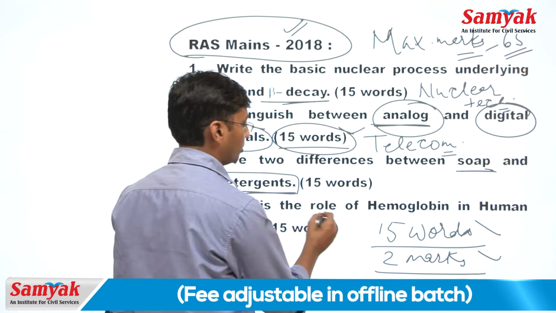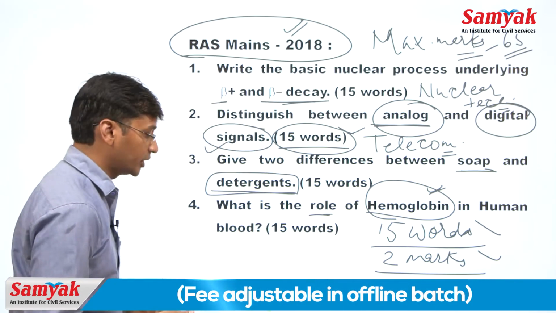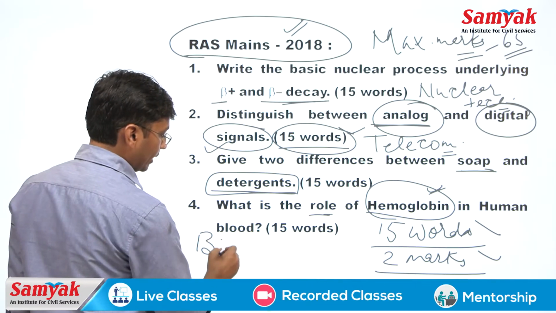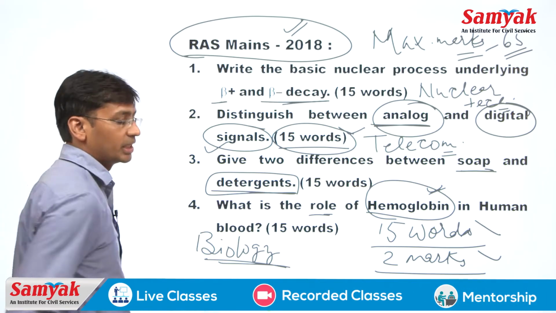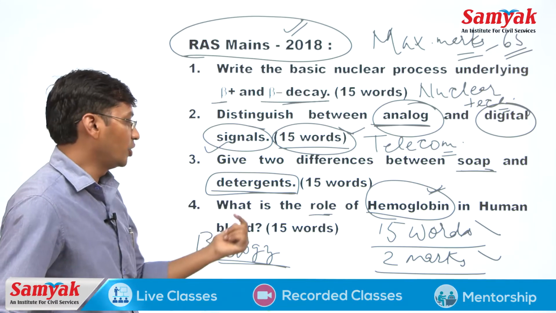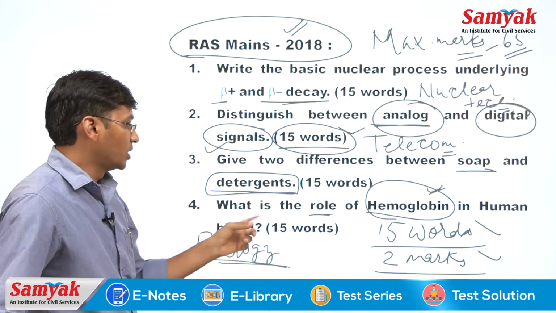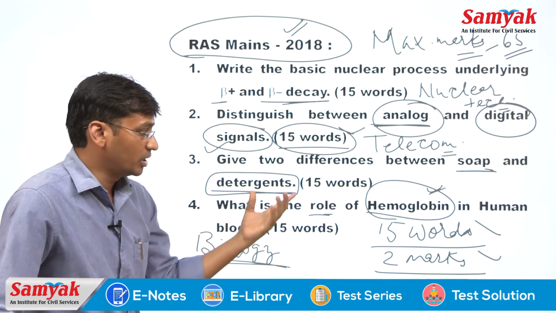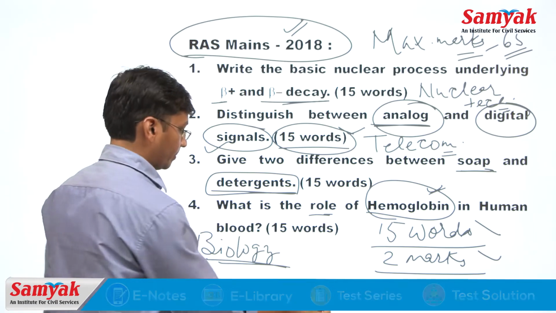Then the next is, what is the role of hemoglobin in human blood? This topic is related to the biology part and particularly to the topic blood in our syllabus. So, what is the role of hemoglobin in human blood, okay. Hemoglobin is an oxygen carrier. You have to answer this question in 15 words.